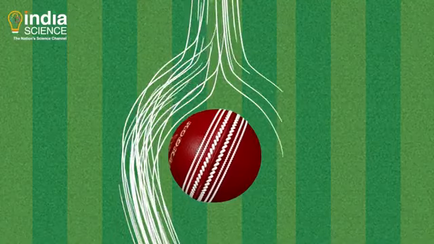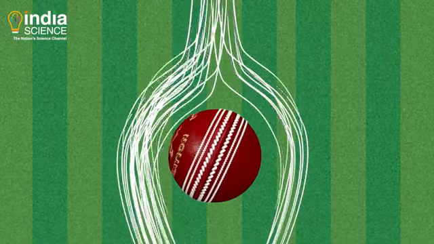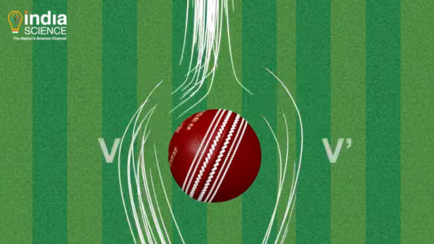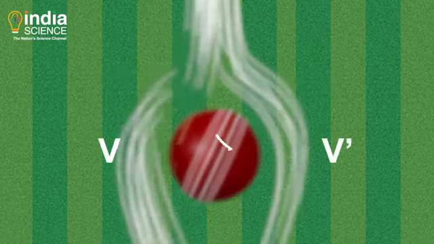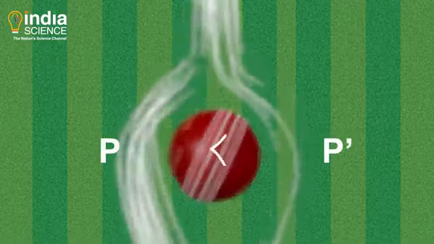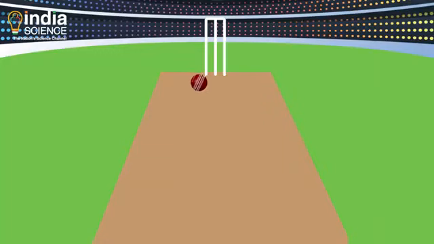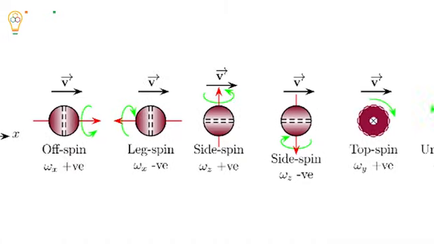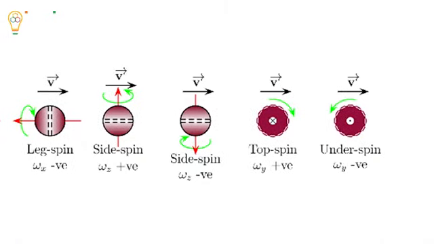Similarly, if the ball is rotated in the clockwise direction with the seam towards the batsman and the shine away from him, the speed of the air on the left side will be higher. This causes the left side of the ball to be at lower pressure and makes the ball drift towards the left of the batsman before pitching. So now we know that there are simply 4 types of movements for the ball through the air and 2 types of movements after pitching.